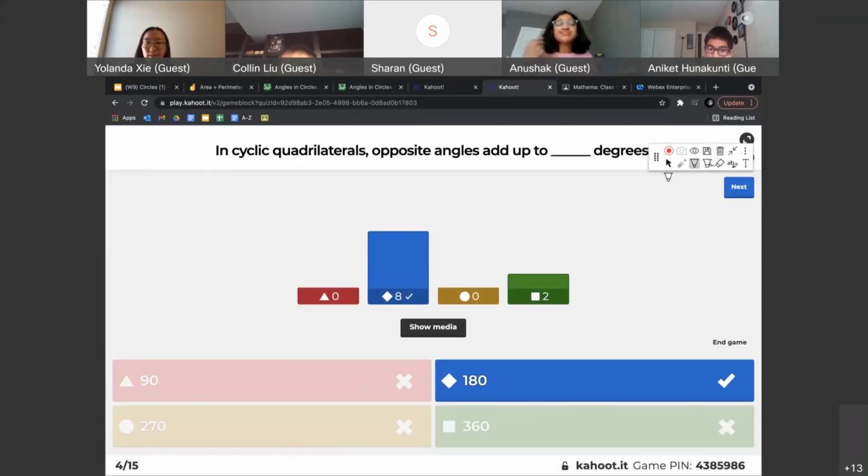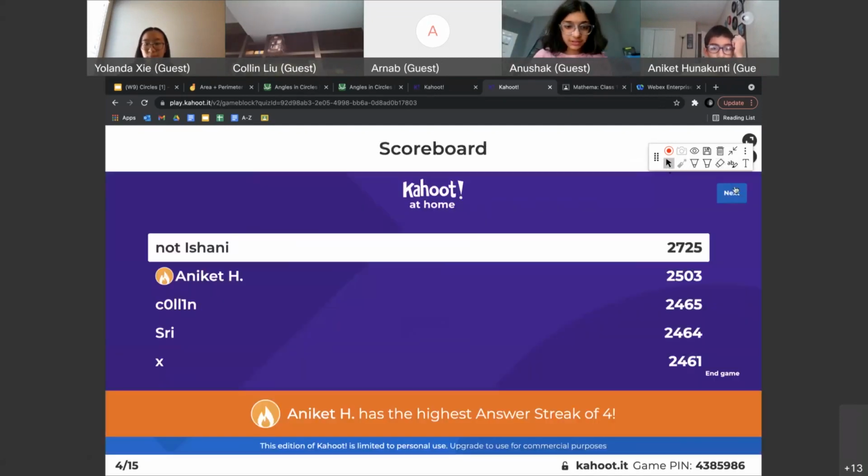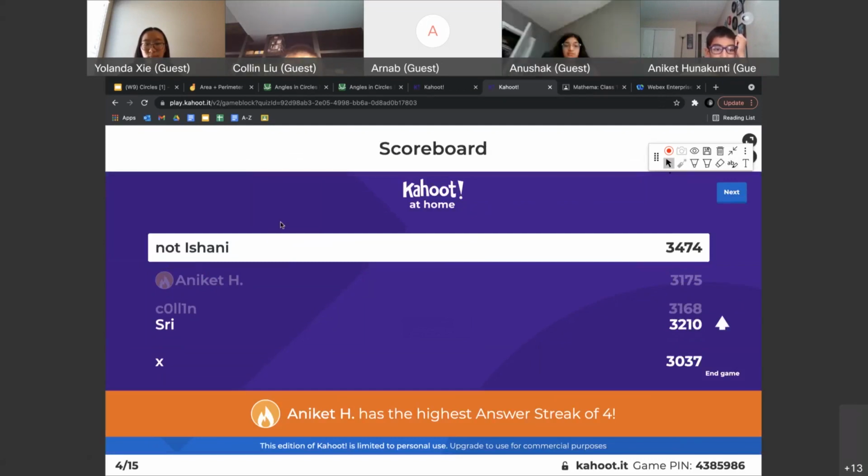Okay, yeah, so the answer is 180 degrees. I think some people got mixed up with thinking all of the angles equal 360. Yeah, that's true. Okay, so let's pretend this is our cyclic quadrilateral inside a circle. For example, this angle and this angle will add up to 180 degrees. It's basically like two 90-degree angles. Misclicked.